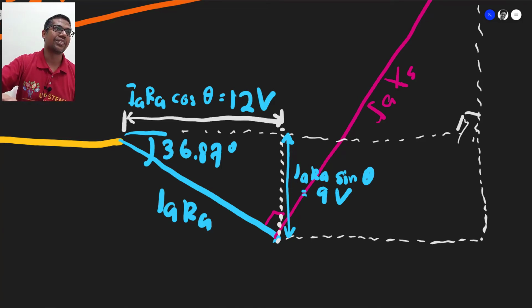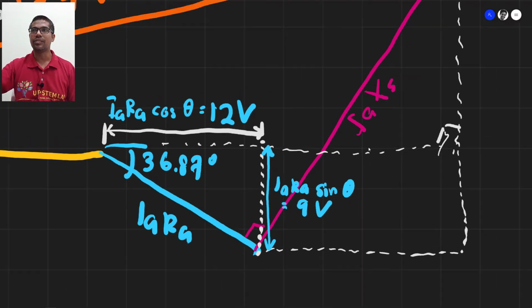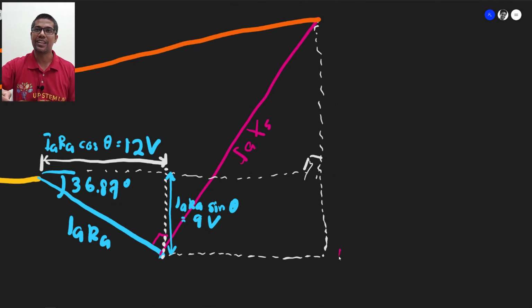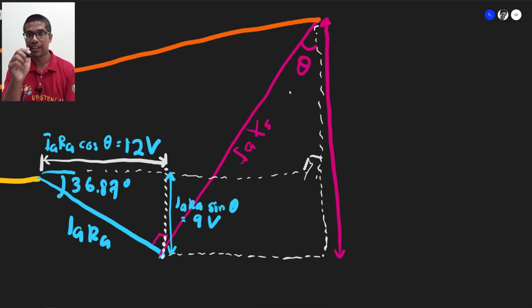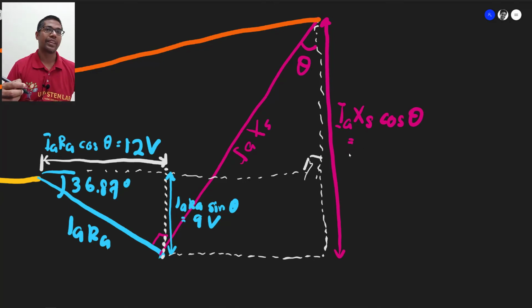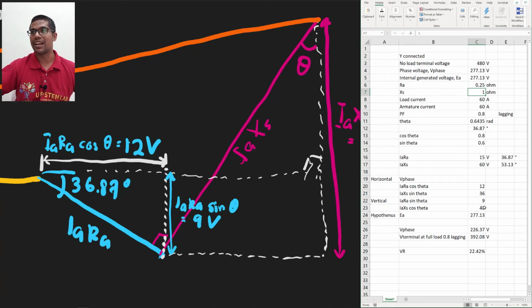Let's go to our XS IA. Using trigonometry, you can calculate this whole line. Remember, our theta now is here. This is theta at 36.87 degrees. So this is IA XS, cos or sine? Cos theta. And what's the number? IA XS cos theta is 48 volt.